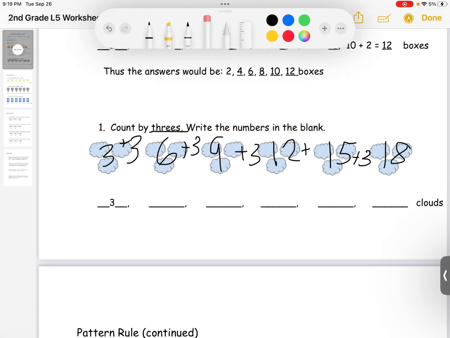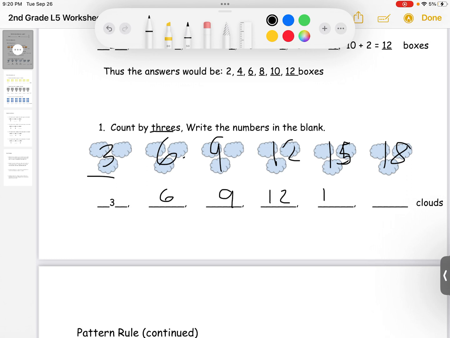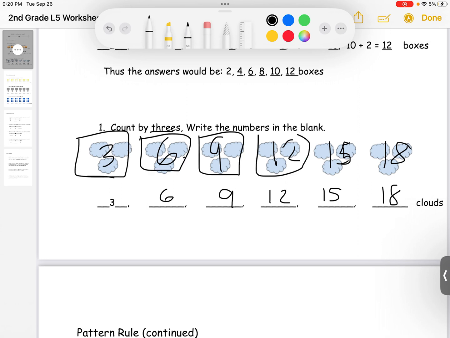We're just counting up with threes, and it's easier to think about it when you're just adding by threes from this number right here. So it'll be 3, 6, 9, 12, 15, 18. So in the total, we have 18 clouds. From the original number in each group, just add up by 3.